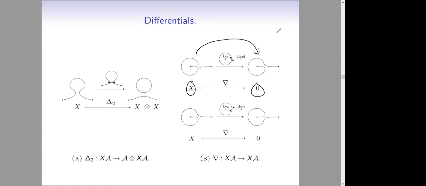Now, with this definition, it turns out that what we get is indeed a chain complex, meaning that you can check that D squared will always be 0, in all combinations, applying the maps in different orders.